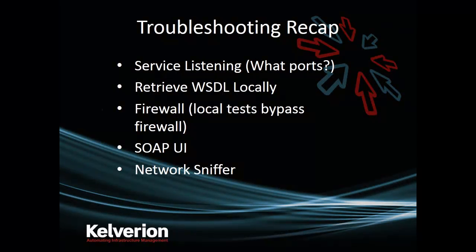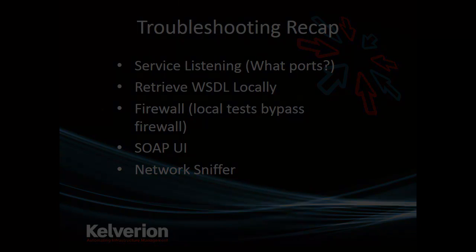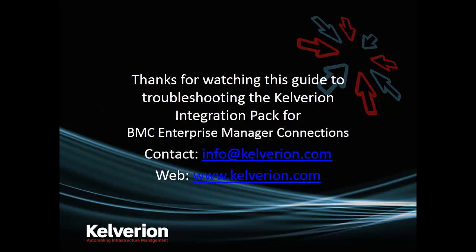Okay, there we go. Then let's have a quick recap of what we did. So first of all, we installed the web service, we confirmed it was listening, and we double checked the ports that it was listening on. We used Internet Explorer to retrieve the web service definition. We double checked our firewall. We made sure that the ports were open, and we recalled that a local test bypassed that firewall. We then moved on to using SOAP UI to send some requests to the web service, and we used the network sniffer to monitor those requests were completed successfully. After we'd done all that, we had a completed working system with integration between BMC Enterprise Manager and System Center Orchestrator.